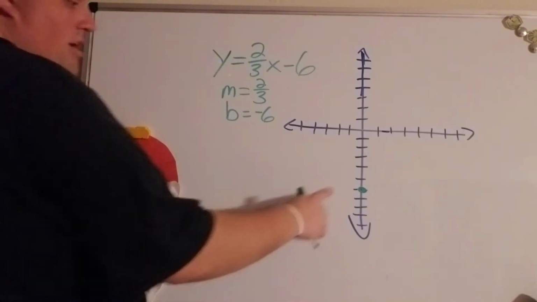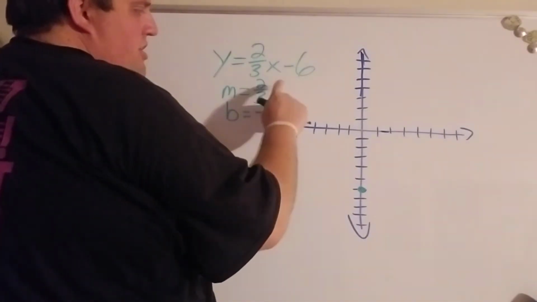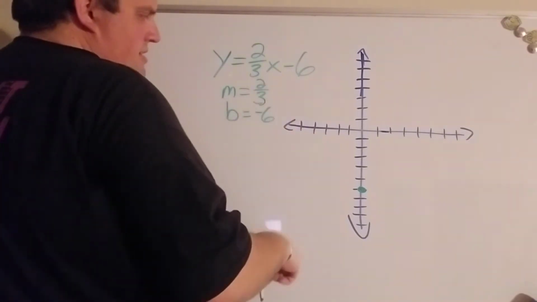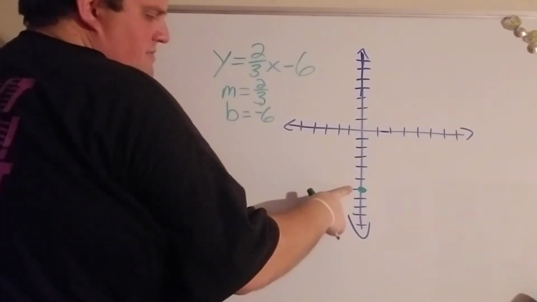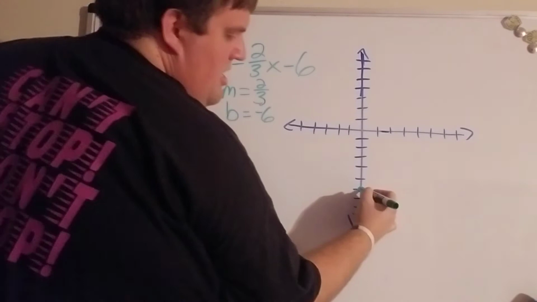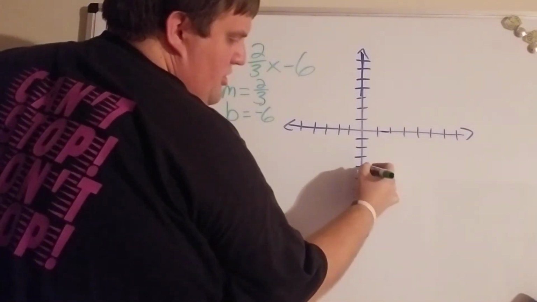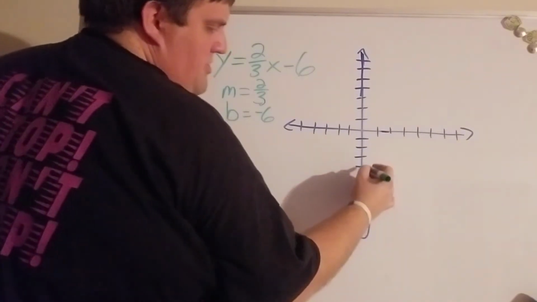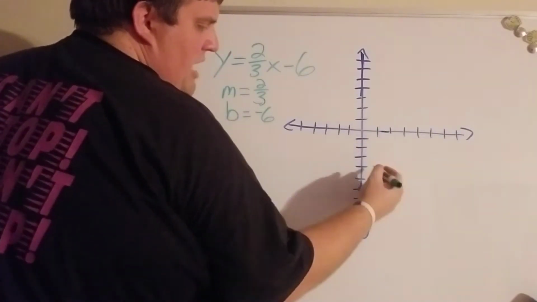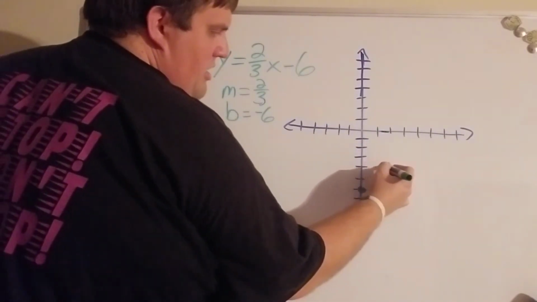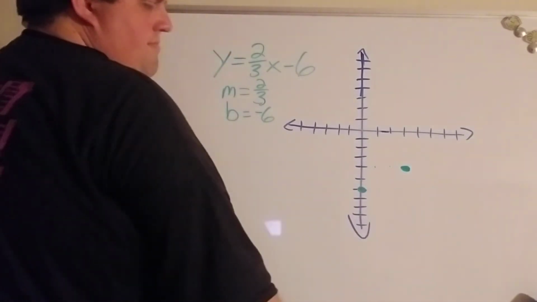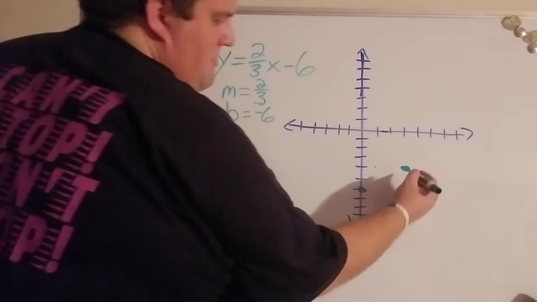From that point on the y-axis, I'm going to use my slope to rise and run to more points. So I'm going to start at negative 6, and my slope's 2/3. I'm going to go up 2, remember, because the rise is on the top. And then I'm going to run. When I run, I always go to the right. Run 3. And I'm going to color that point in. And I'm not done because I'm going to do it again.